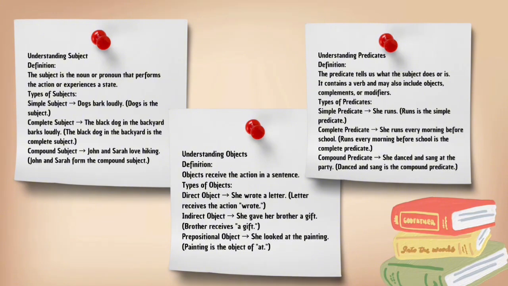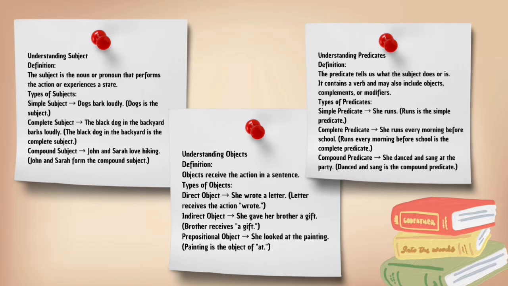The second one, we have indirect object. Indirect object indicates to whom or for whom the action is done. It comes before the direct object. For example, she gave her brother a gift. The direct object is a gift, and indirect object is her brother. Another example, he told his friend a secret. The direct object is a secret, and the indirect object is his friend.